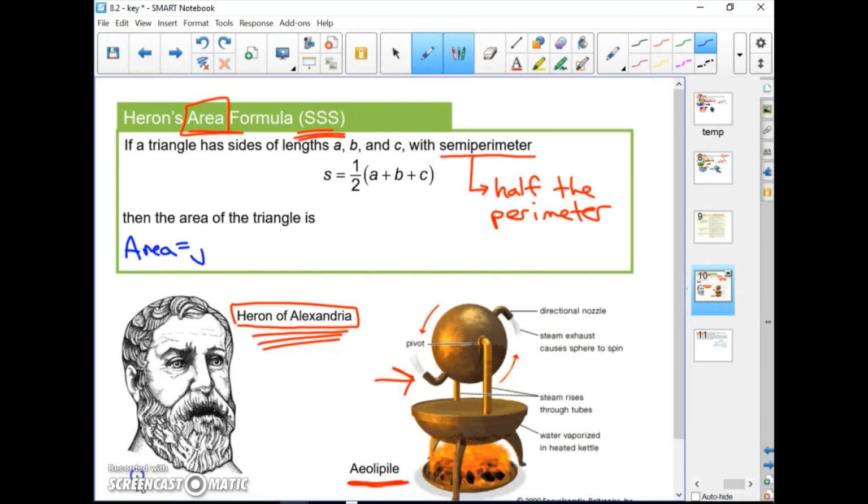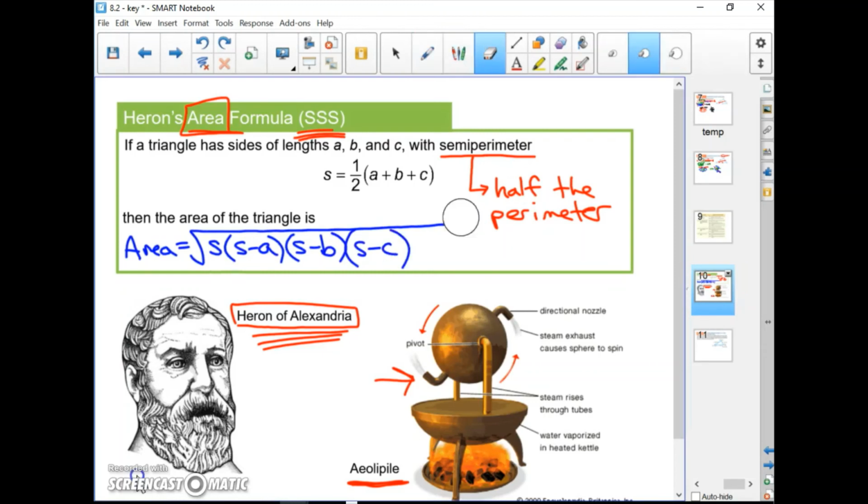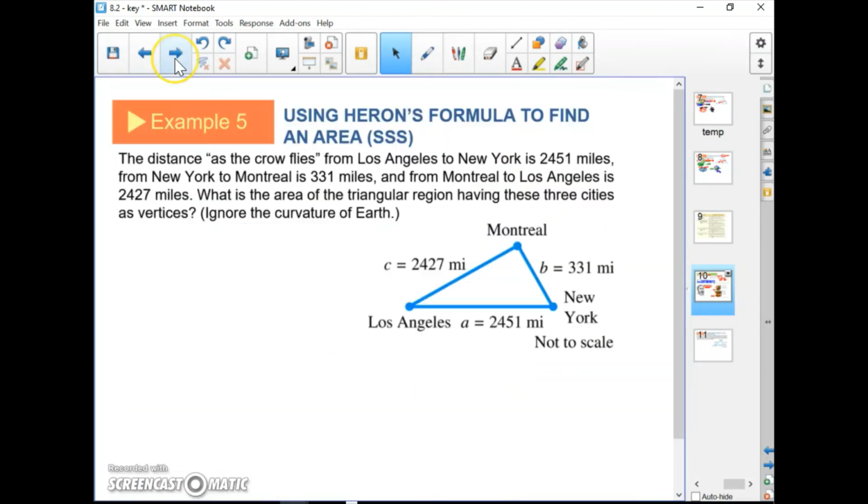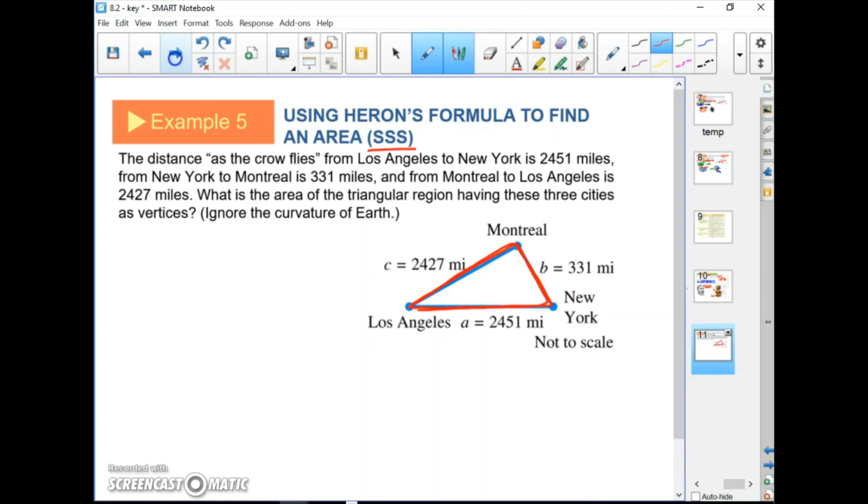Once you know the semi-perimeter, then his formula looks like this. The area of a triangle is going to be the semi-perimeter times S minus A times S minus B times S minus C, all of that inside of the square root. Okay. Big square root. So when we look at example 5, notice they've drawn a triangle and they've given us the 3 sides. So if we know side, side, side, we should be able to find the area of that triangle using Heron's formula.